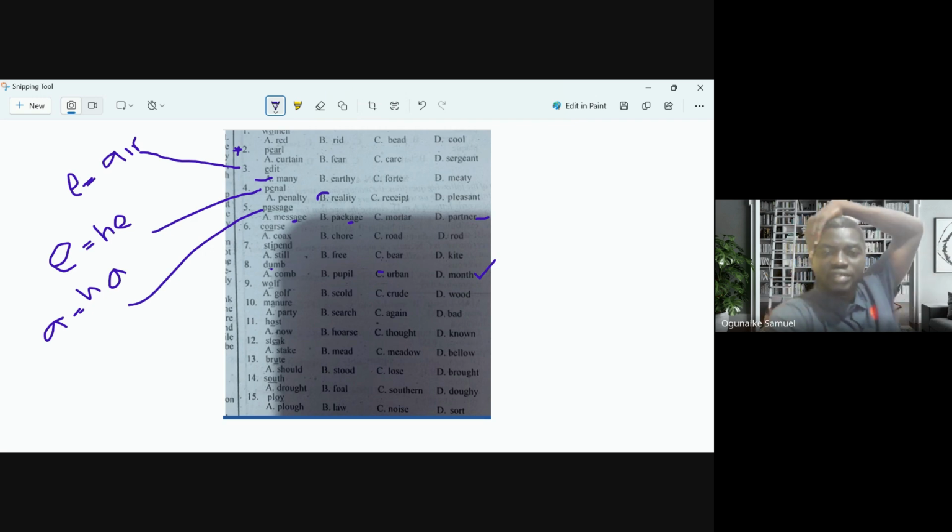Then the last, number 14, south. That one is easy. South. Drought. The answer is A. Drought. So if you call it "drought", you would think the answer isn't there. Number 15. Ploy. Ploy. The answer is noise. So you see.